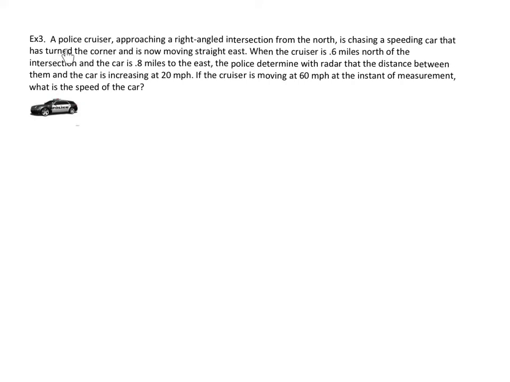In example 3, we have a police cruiser approaching a right-angled intersection from the north, and he's chasing a speeding car that has turned the corner and is now moving straight east. So we need to draw a picture of the situation that we just described. You've got the police cruiser traveling toward the intersection. The car that it's chasing has already turned the corner and is going east.